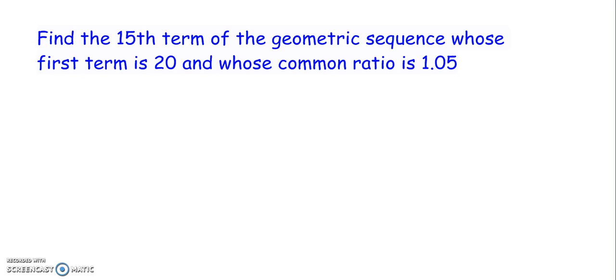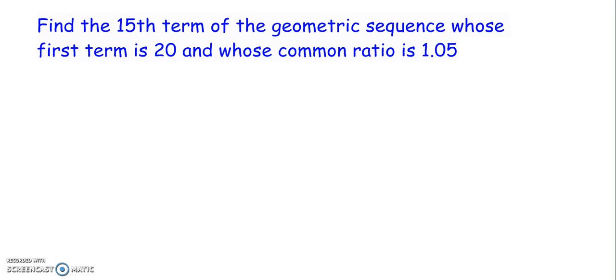Alright, so I'm not really sure what happened there, but my video stopped recording, so we're going to pick up right where we left off at the beginning of this problem: finding the 15th term of the geometric sequence whose first term is 20 and whose common ratio is 1.05.